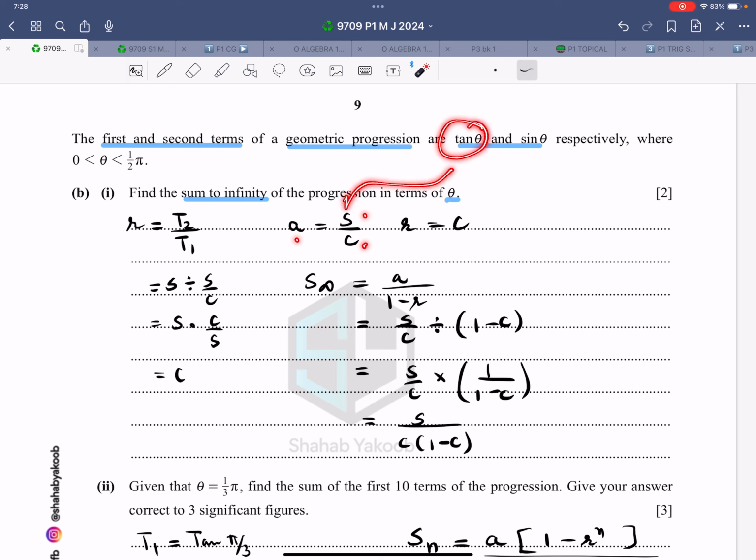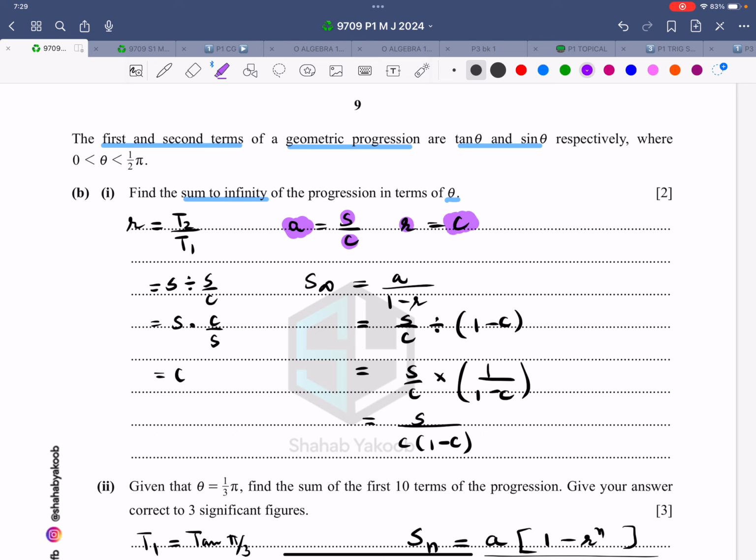Tangent theta I have written as sine over cos, and R is coming out to be cos. That's the working right over here. Sine theta divided by sine over cos, it simplifies to cos. So now what do we have? Let me just simplify it a bit. So A is S over C, R is C.